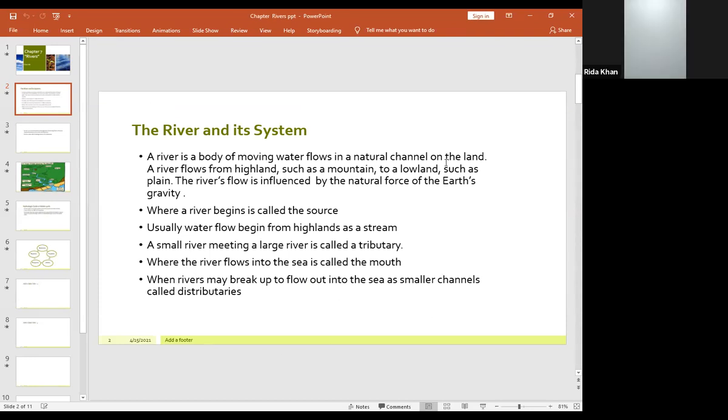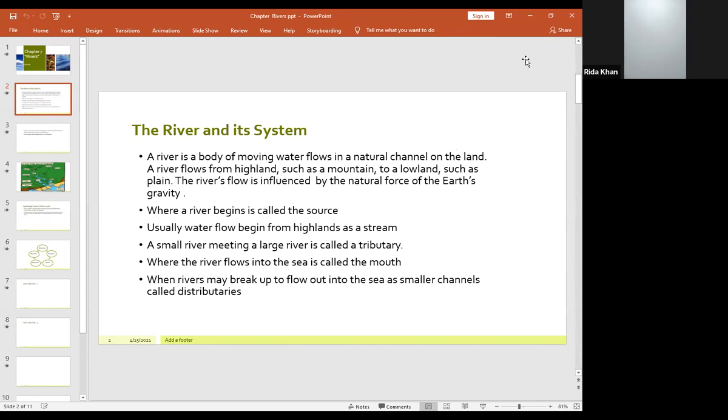A river is a body of moving water that flows in a natural channel on the land. A river flows from highlands such as mountains to a lowland such as a plain. The river's flow is influenced by the natural force of the earth's gravity. Where a river begins is called the source.